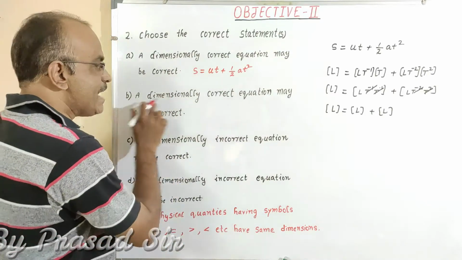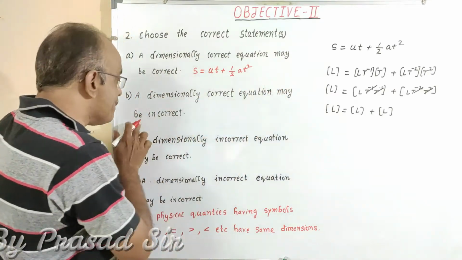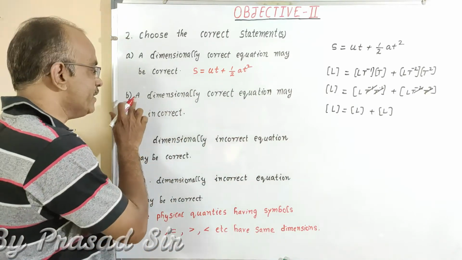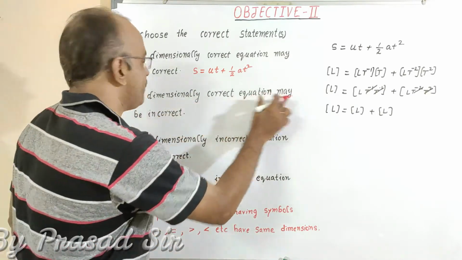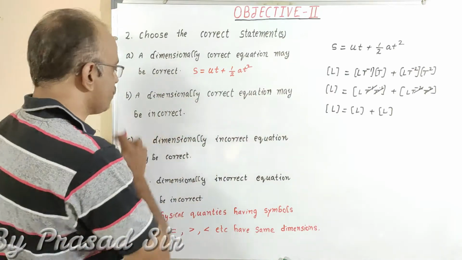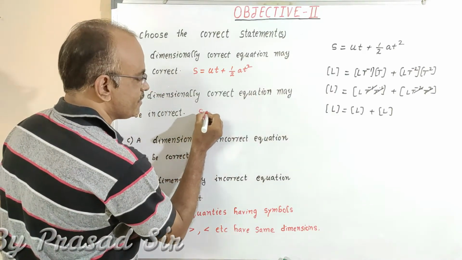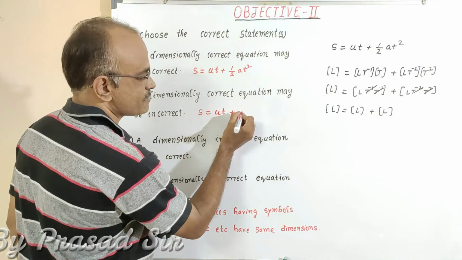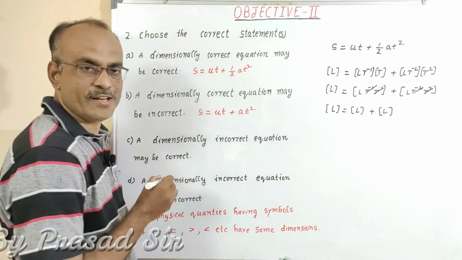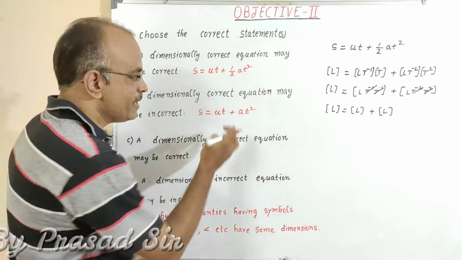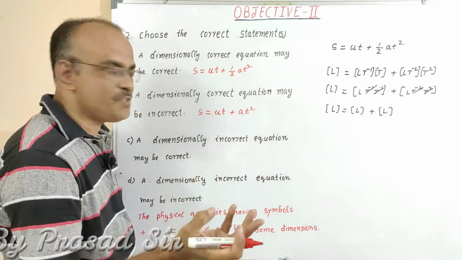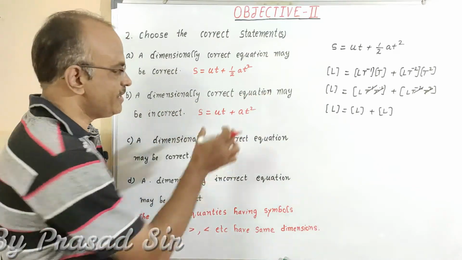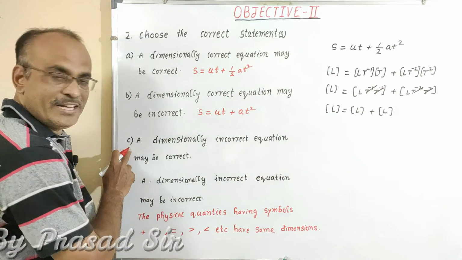Second one, a dimensionally correct equation may be incorrect. So here observe properly. S is equal to ut plus at square. It is dimensionally correct, but here half is not there. So that's why a dimensionally correct equation may be incorrect. It is incorrect.